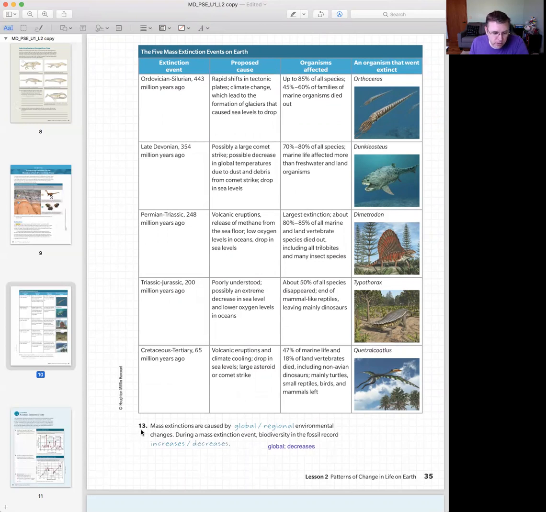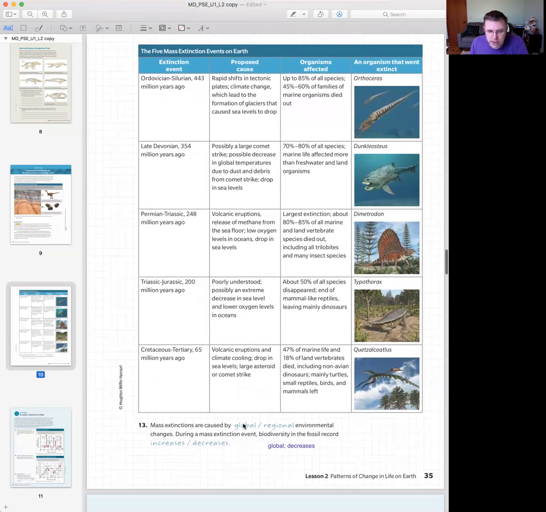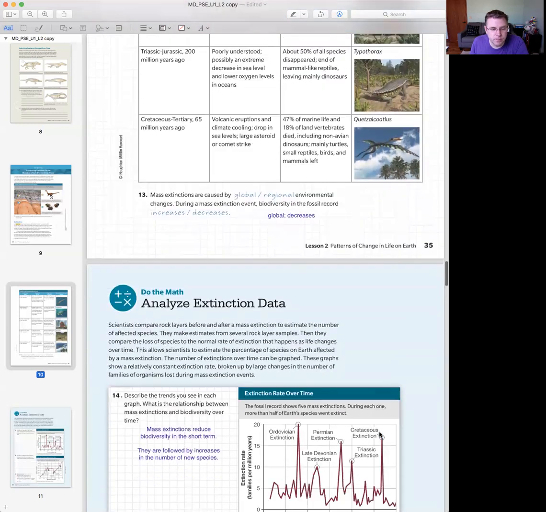Okay, here on number 13 it says mass extinctions are caused by global environmental changes, and during a mass extinction event biodiversity in the fossil record decreases. So you have a drop in the total number of organisms when you have a mass extinction. That's basically what it means. Okay, so global and then decreases there for number 13.